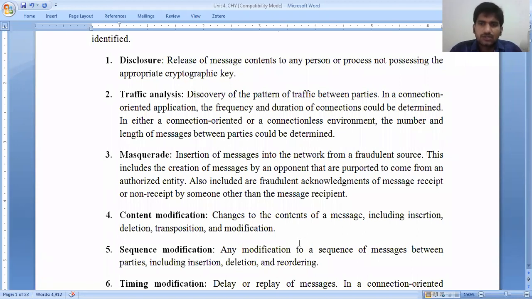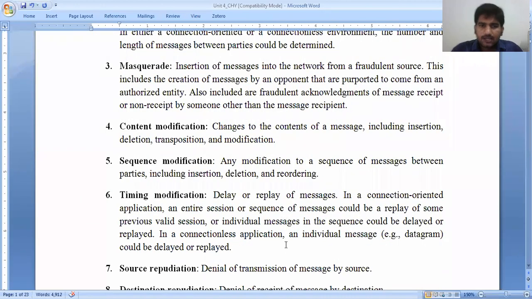So without using any keys, like the traffic analysis, we check whether the patterns are the same and whether delivery happens at the same time or not. Is there any time delay? We need to consider whether it is because of network delay or because someone hacked it. We need to identify that. Then insertion of a message: a new message may be inserted or an existing message may be changed. That is content modification and sequence modification.